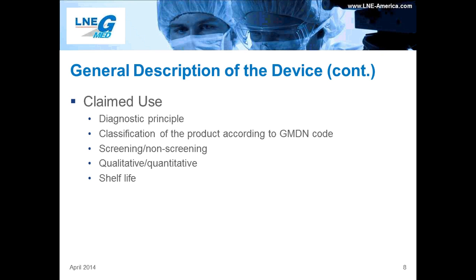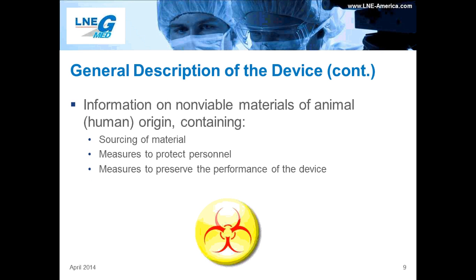Continuing with claimed use, information on shelf life of the device should also be included, and classification in regards to the nature of the assay. So whether it's a screening assay, a confirmatory assay, whether it's qualitative or quantitative. The general description should also include information on non-viable material of animal or human origin. This should include any relevant details on the source of that material and any measures to protect personnel and measures to preserve the performance of the device.